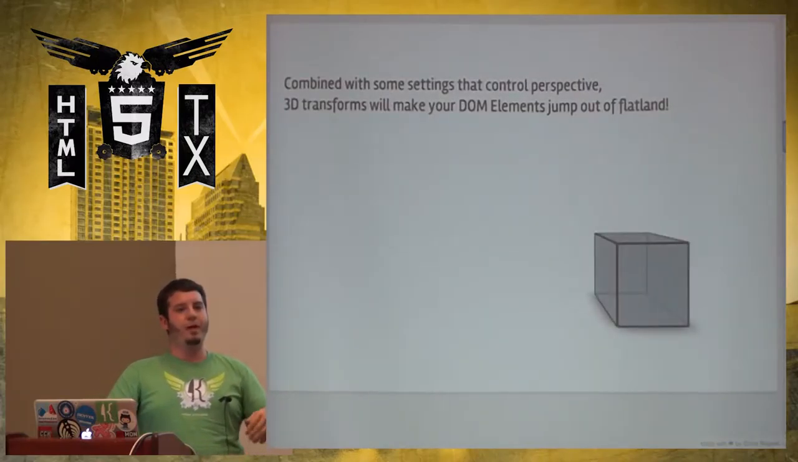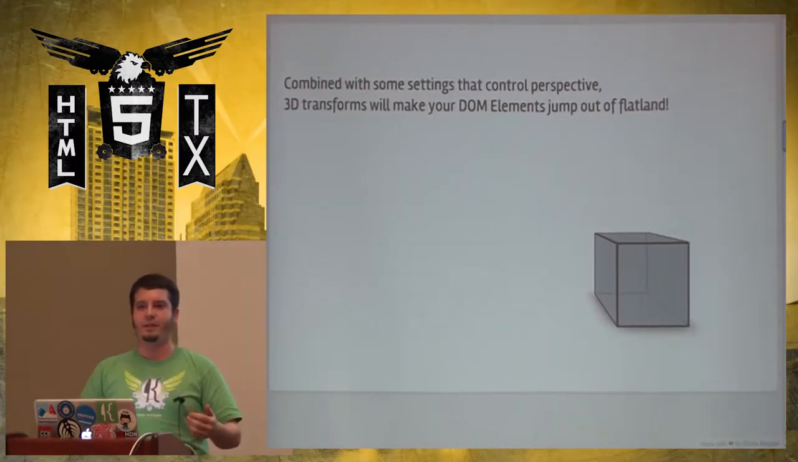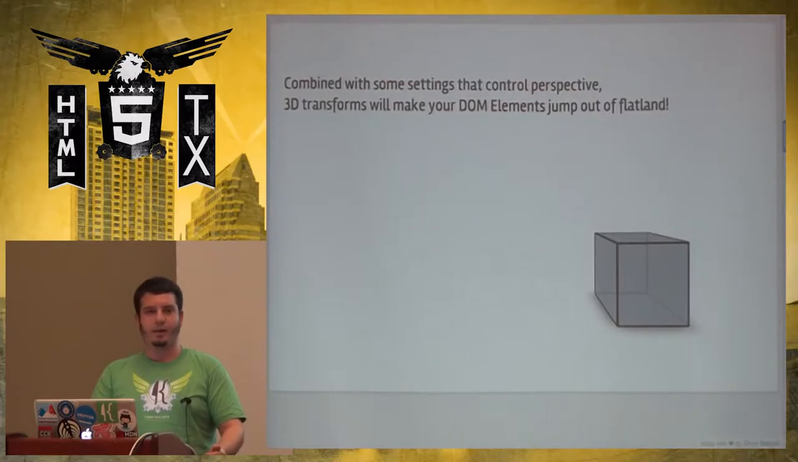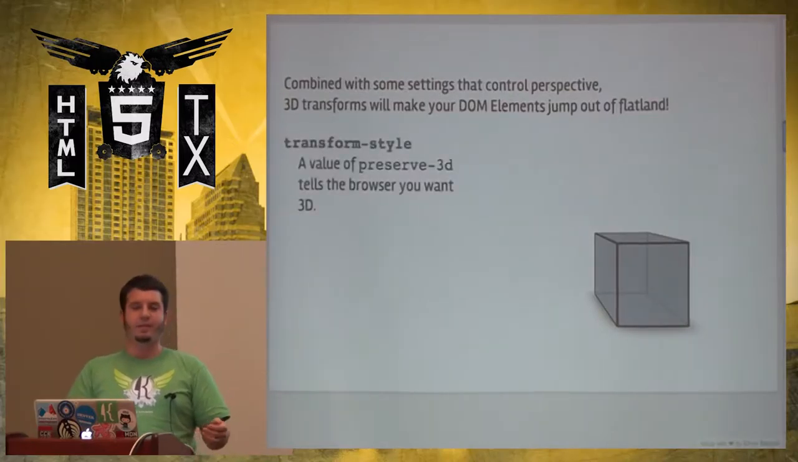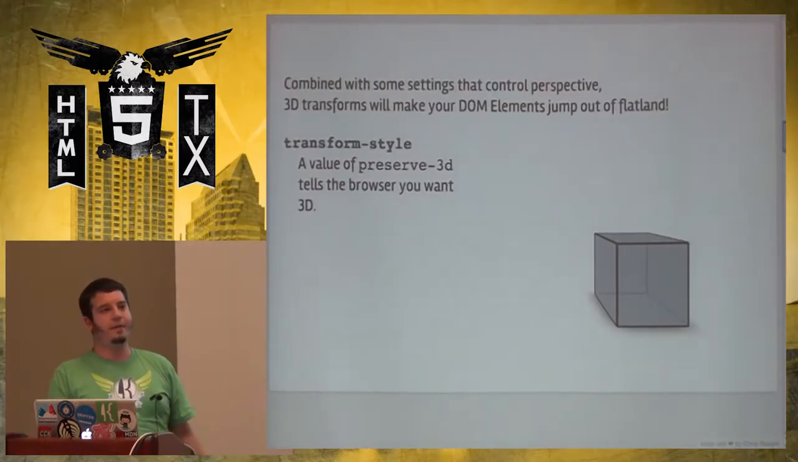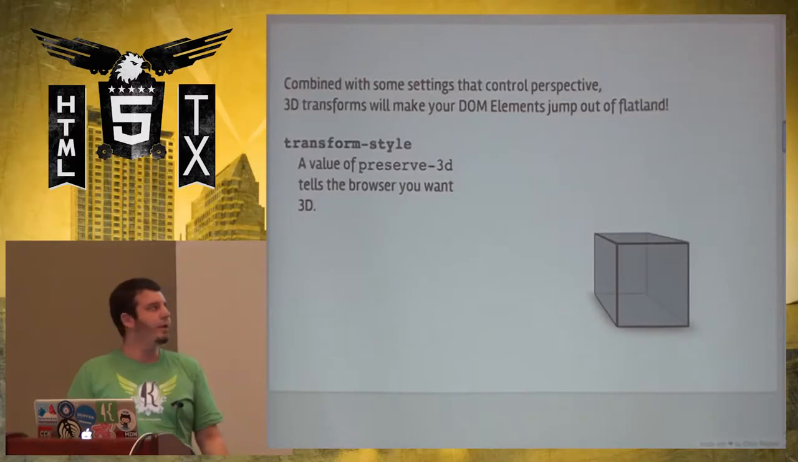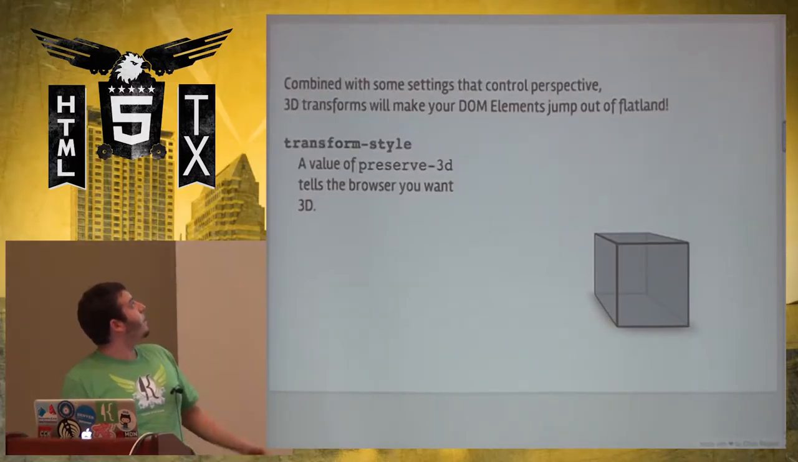And when you put a couple settings onto the container element that is containing these transformed items, you can make these elements jump out of flatland. So we have a cube here. I'm going to get to this, but that is actually a six-sided cube that I made in CSS.